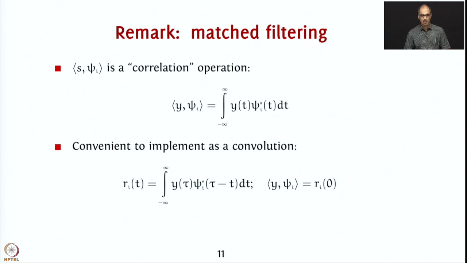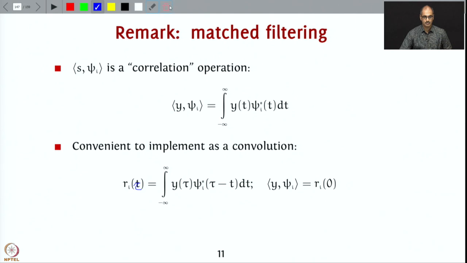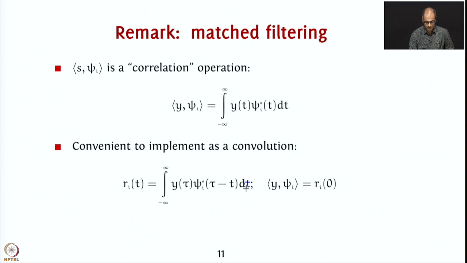So to do this, what you need to do is find, actually this should not be r_i of t, it should be r_i of tau, sorry. So let's find this r_i of tau, which is a signal obtained by performing the integral of y of tau psi_i star of tau minus t d tau. Why is it psi star of tau minus t?